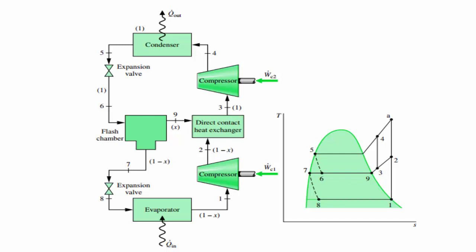So the flash chamber is actually a separator. It separates the liquid and the gas, as the liquid flows down into the expansion valve, and the remaining gas goes right in front of the direct contact heat exchanger, where it makes direct contact with the evaporated vapor coming from the lower compressor, and they mix together and go into the second compressor, and this cycle goes on and on. There's also the T-S diagram for this cycle, as you can see.